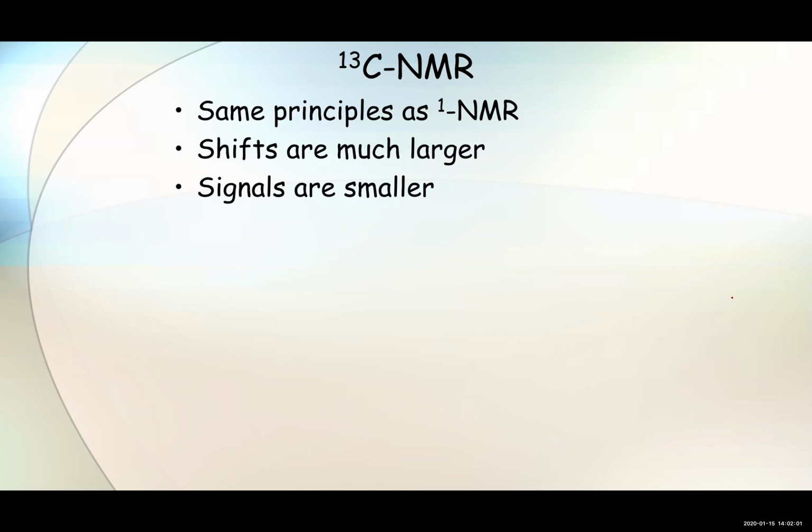And all you're doing is listening in a different frequency range. But a lot of the principles are exactly the same. We stimulate and then we listen and we convert the sounds we hear into the frequencies that make them up. And that tells us where the carbon signals are. The shifts are actually a lot larger in terms of parts per million, okay? But the signals are a lot smaller. And the reason for it is this.